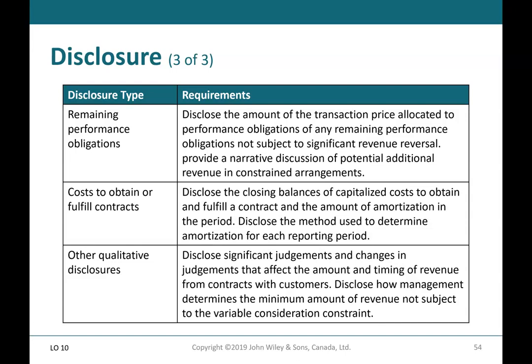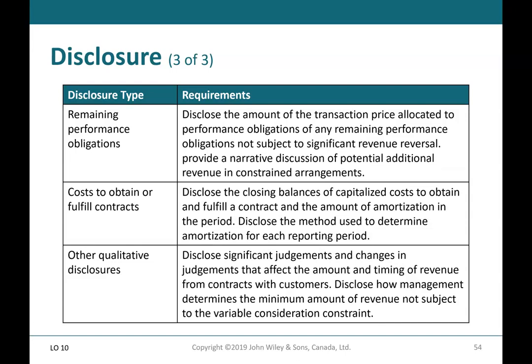not subject to significant revenue reversal. Provide a narrative discussion of potential additional revenue in constrained arrangements. Disclosure type. Costs to obtain or fulfill contracts. Requirements. Disclose the closing balance of capitalized costs to obtain and fulfill a contract and the amount of amortization in the period. Disclose the method used to determine amortization for each reporting period.